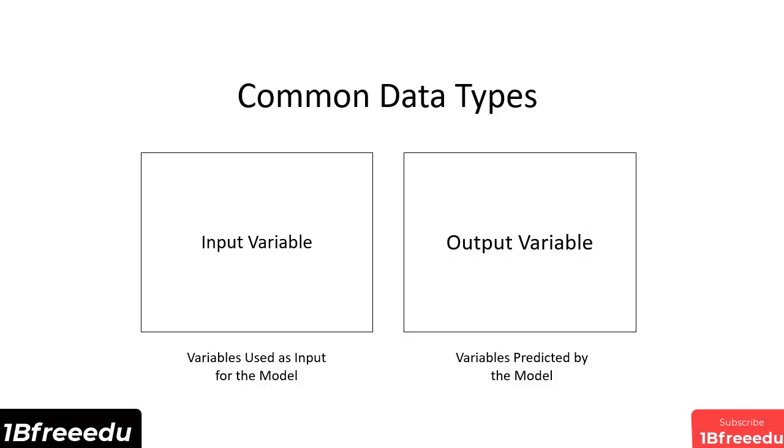So we have two types of variables. The input variable: variables used as input to the predictive model. The output variable: variables that are output or predicted by the model.